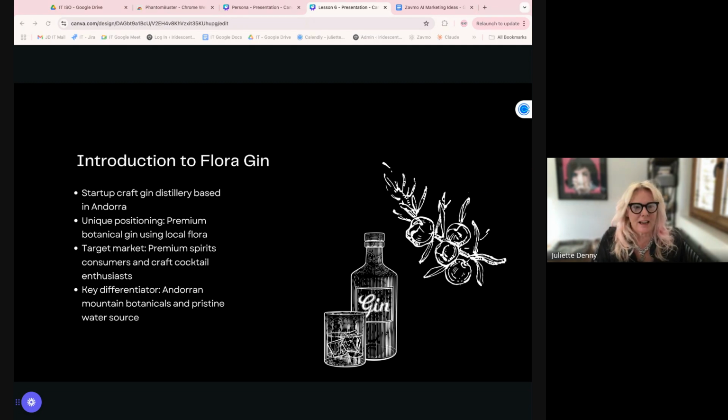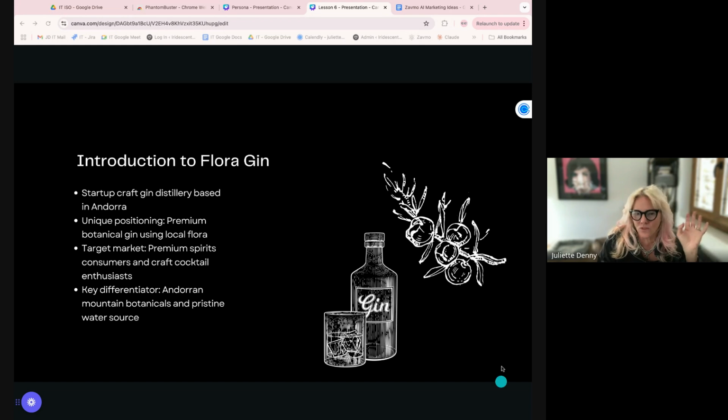Gin enthusiasts and craft cocktail people, right? And the differentiator, and you're beginning to imagine this beautiful gin that I'm imagining as well, is all about the fact that Andorra is in the mountains. It's where Heidi lived. It's just the most stunning place. So we've got pristine water and these fabulous mountain botanicals that can only be sourced in Andorra.